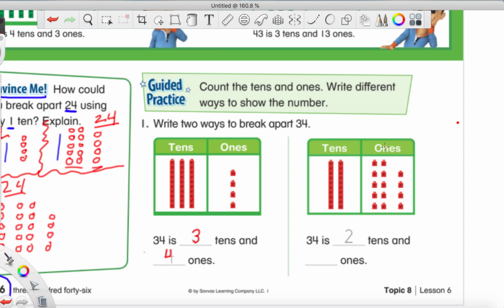Okay, so on this second part, all they did was they took one of these tens and they broke it into 10 pieces. So now they're asking, how else can we make the number 34? And just use the picture to help you real quick, alright? So go ahead and finish this one on your own. I'll give you guys a quick minute.